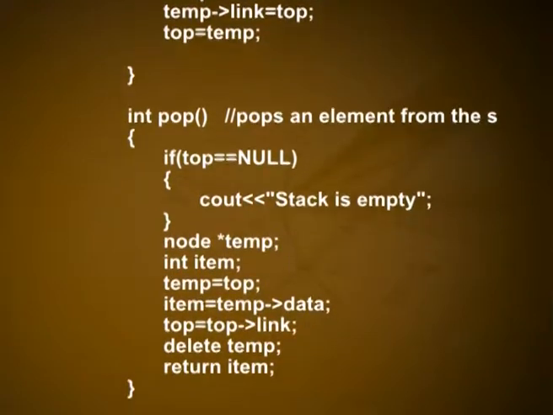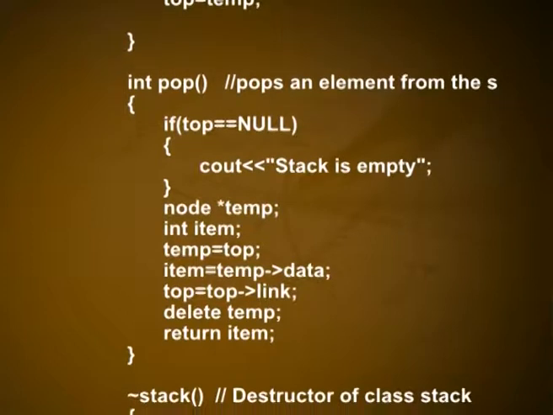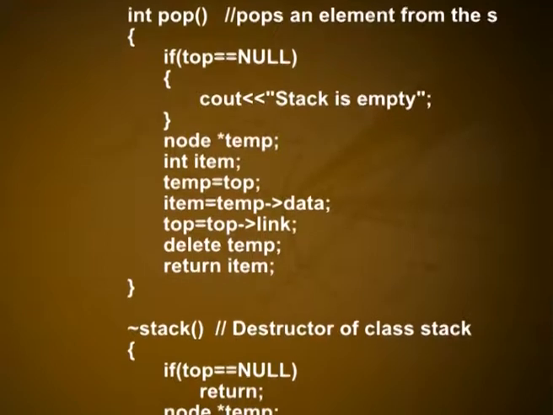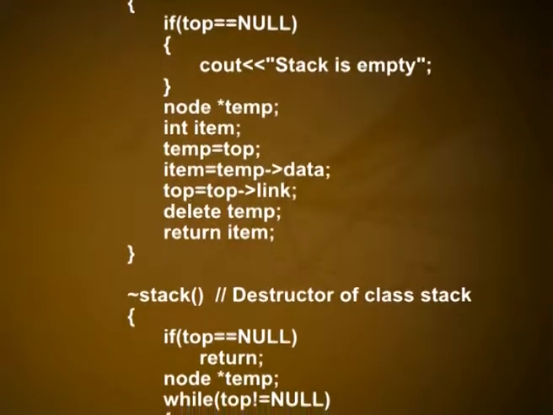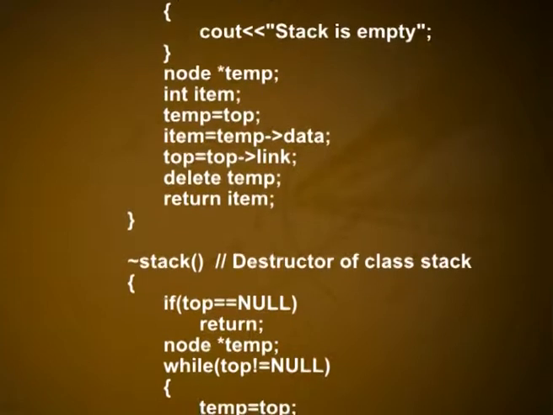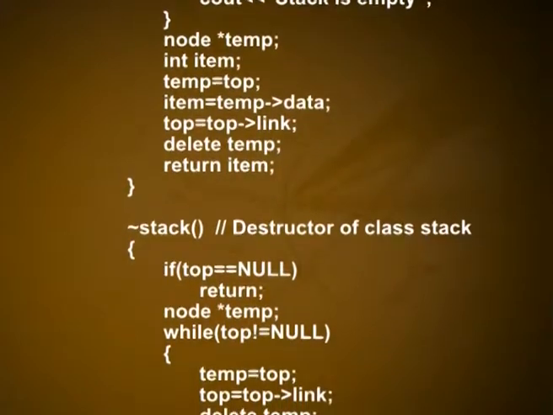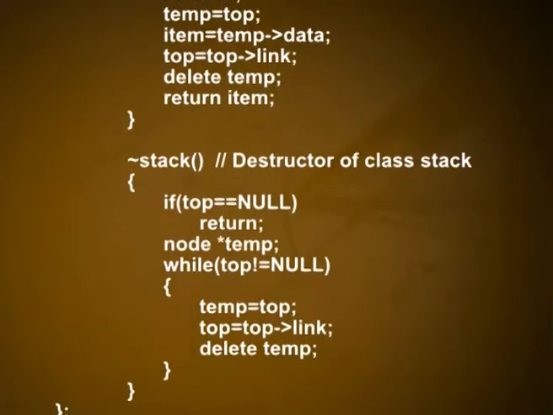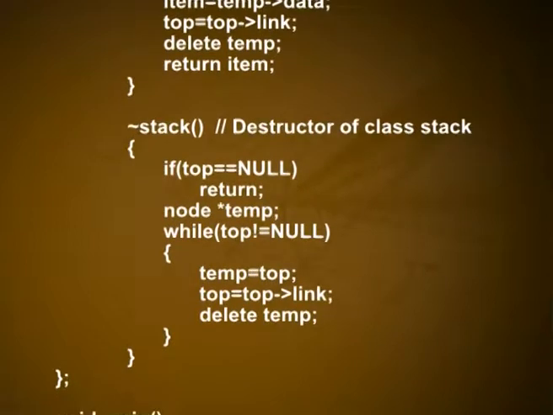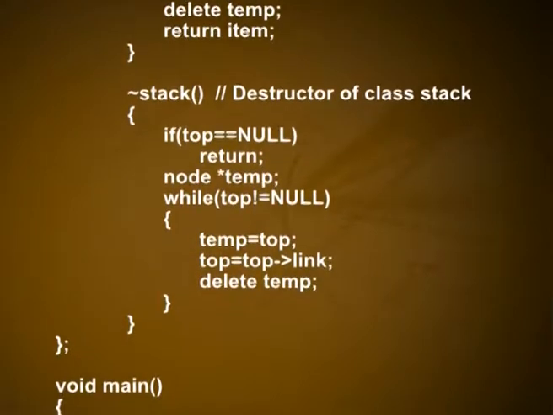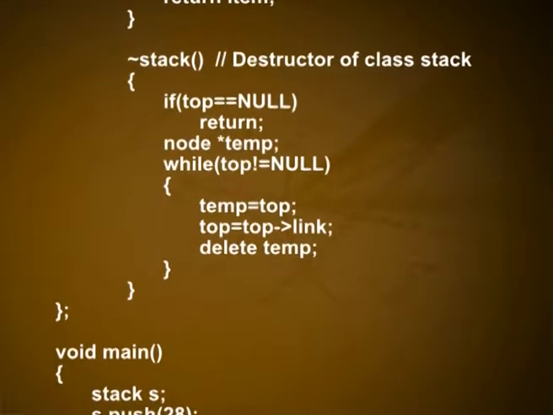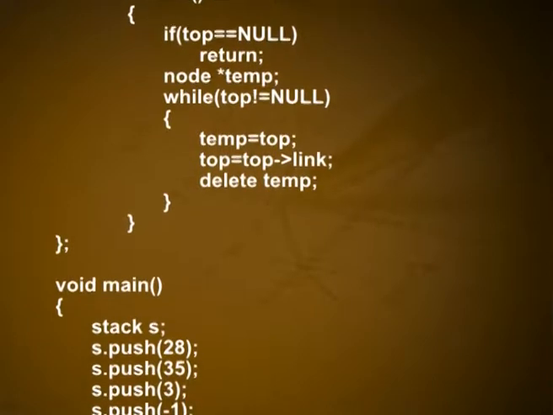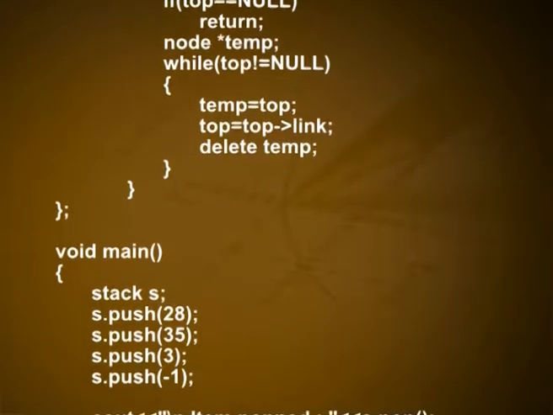int pop(), pops an element from the stack. If top equal to null, cout stack is empty. node *temp. int item, temp equals top, item equals temp->data, top equals top->link. delete temp, return item. Destructor ~stack: if top equals null, return. node *temp, while top not equals null, temp equals top, top equals top->link, delete temp.